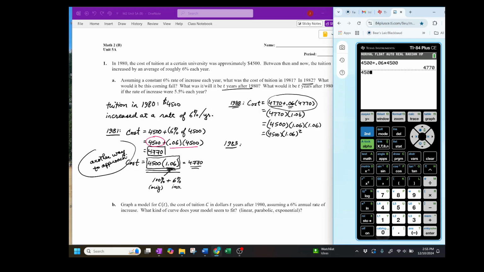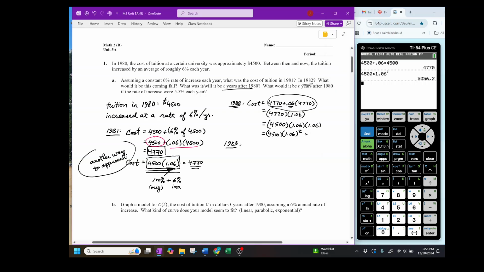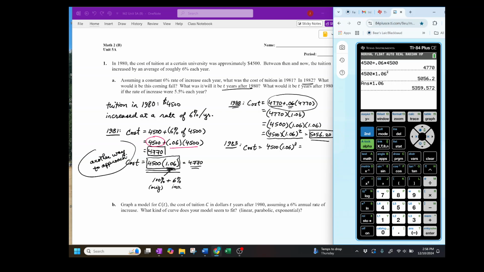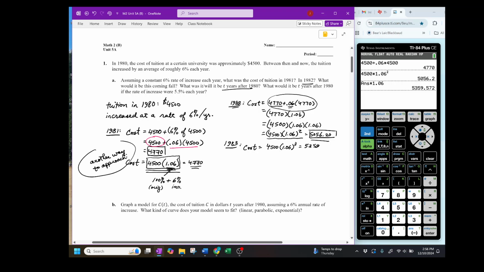oh, by the way, let's type this in: 4,500 times 1.06 squared. Okay, 5,056 and 20 cents. If I asked you for 1983, then the cost is going to be 106% of this, which is really just multiplying by another 1.06. So it's going to be 4,500 times 1.06 cubed. I could just take the answer I got here and multiply it by another 1.06, and we got 5,359.57, since it's a money amount, we'll round it to the nearest penny.